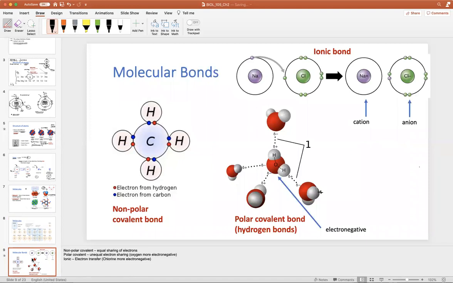Now, in thinking about how atoms go about sharing electrons with one another, there are 3 different types of shares or bonds that you can find in chemistry, okay? The first one is going to be what we call a nonpolar covalent bond, okay? Covalent meaning that these electrons are going to be shared. So when you see the word covalent, that means that they're shared. Now, what does nonpolar mean?